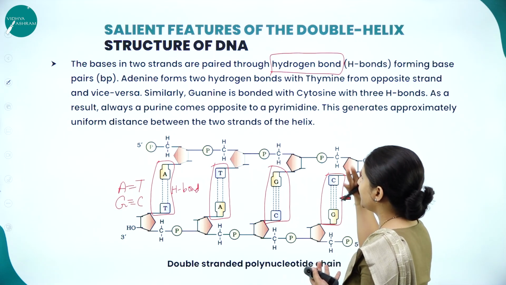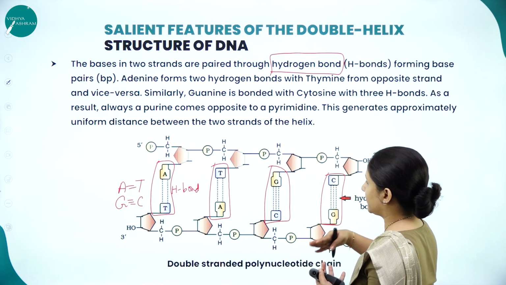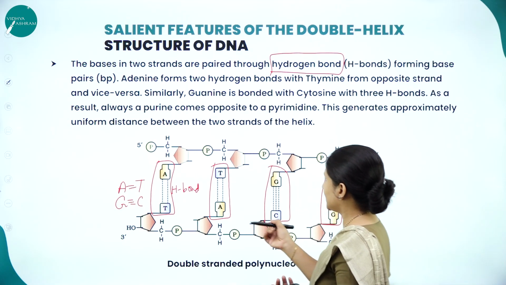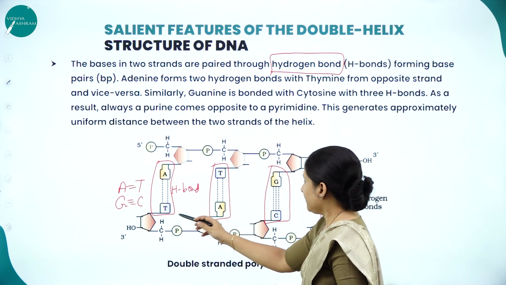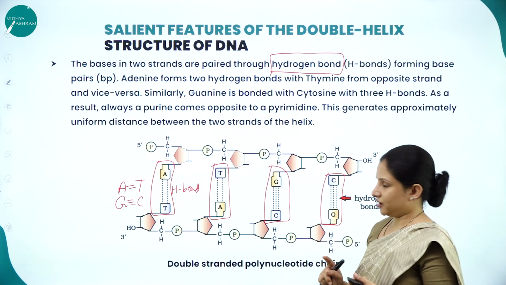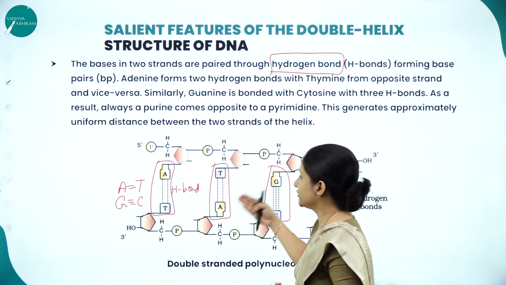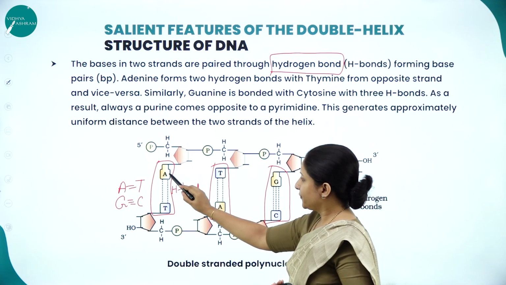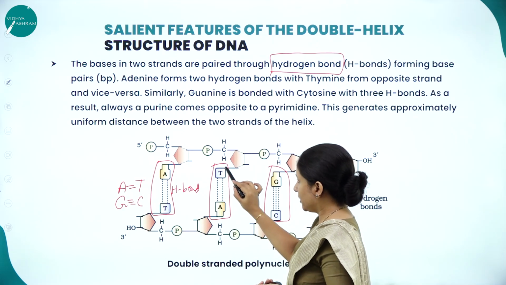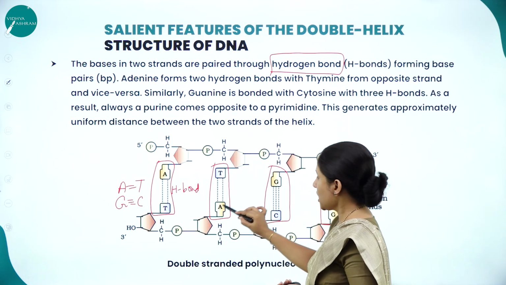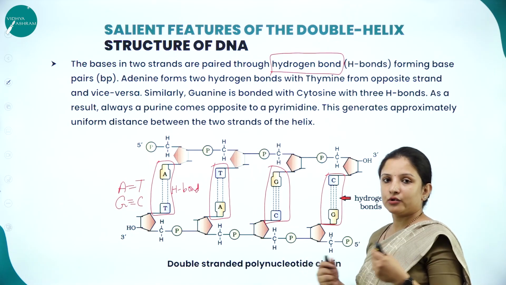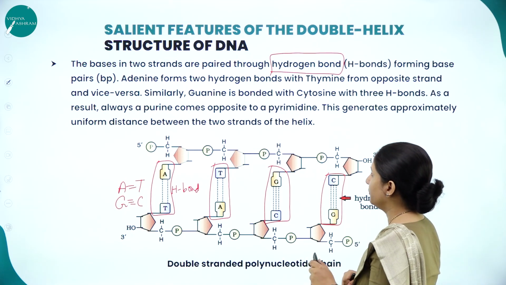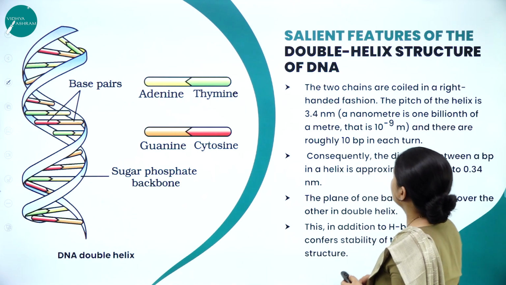And always the purines come opposite to a pyrimidine. For example, adenine and guanine are the purines. Thymine and cytosine are the pyrimidines. So always they are opposite to one another. If there is a purine here, here it will be a pyrimidine. Here it is a pyrimidine, here it will be a purine. Again here purine, pyrimidine, pyrimidine, purine. So that is how they are arranged. How are they held together? By hydrogen bonds.